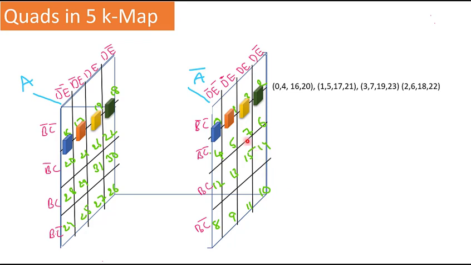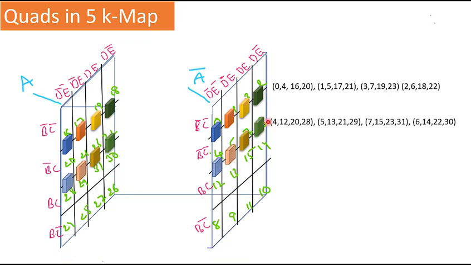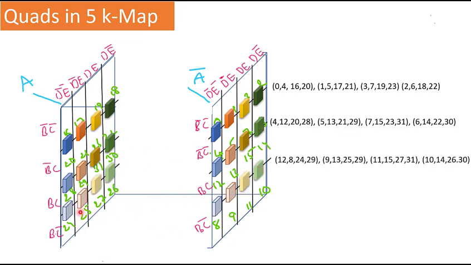This is possible along this particular row. If you look here, there is another. Similarly, we have other possibilities here. 20, 28 can form a quad with 4, 12. And similarly 22, 30 can form a quad with 6 and 14. And similarly, we have 28, 24 can form a quad with 12 and 8, or 30, 26 can form a quad with 14 and 10. So these are all possible quads in the 5 variable K-map.